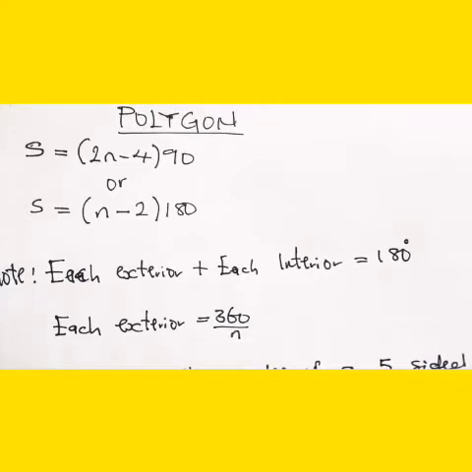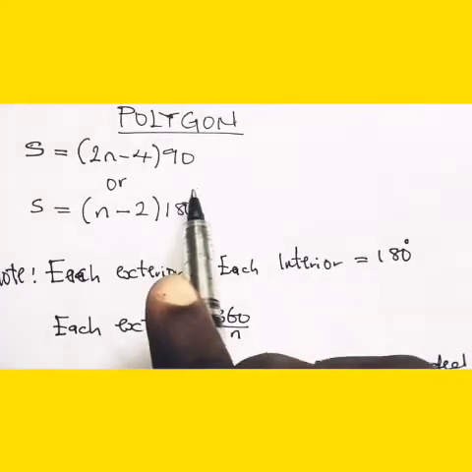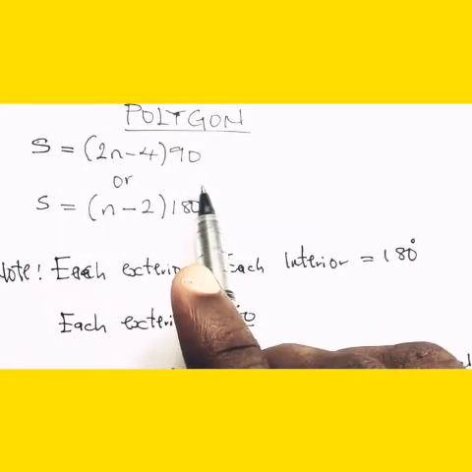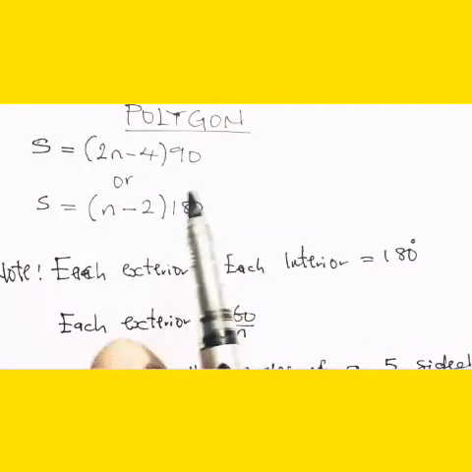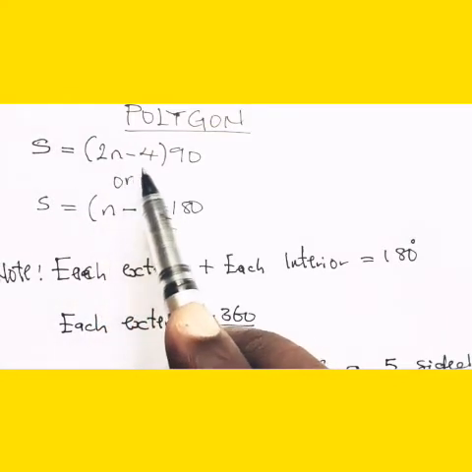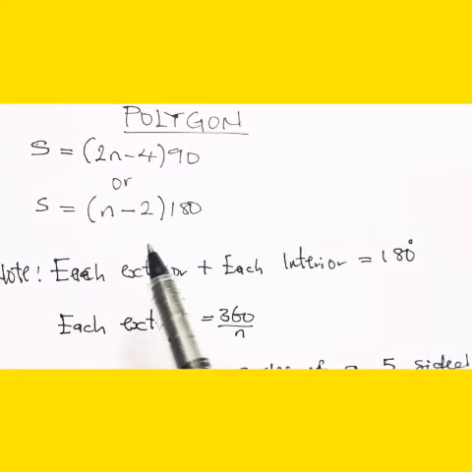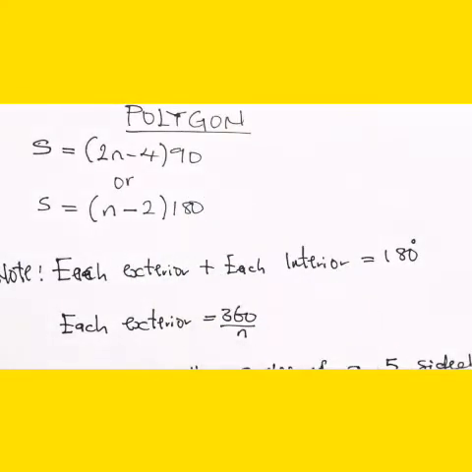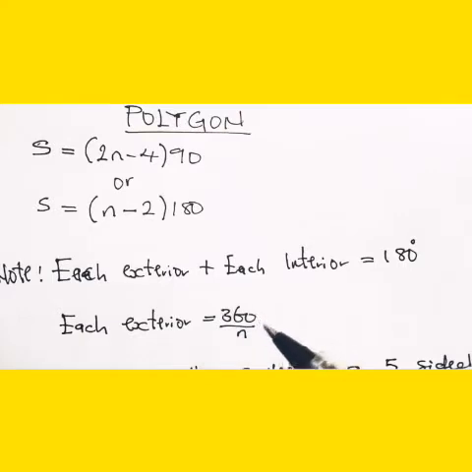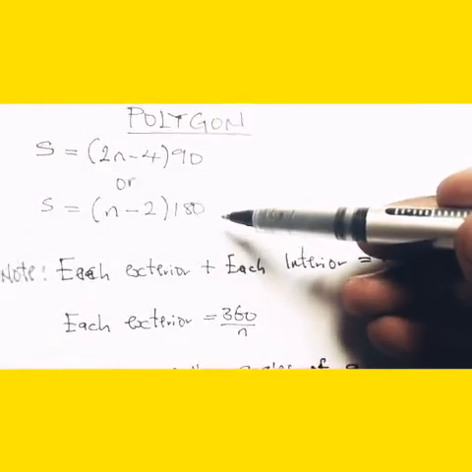The first formula is the one we use in calculating the sum of interior angles of a regular polygon, which is x equals (2n minus 4) times 90, or (n minus 2) times 180. This formula is what we use to calculate the sum of the interior angles of a regular polygon. The formula we also need to take key note of is: each interior angle plus each exterior angle equals 180.